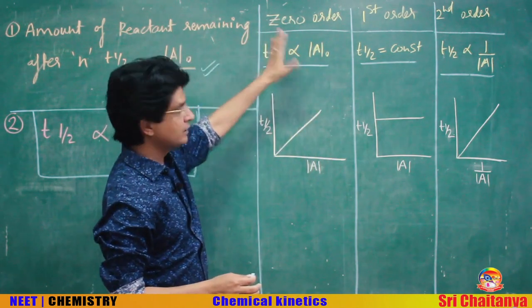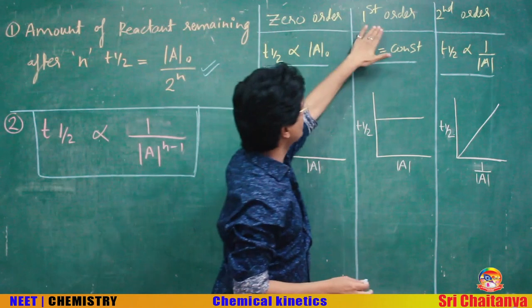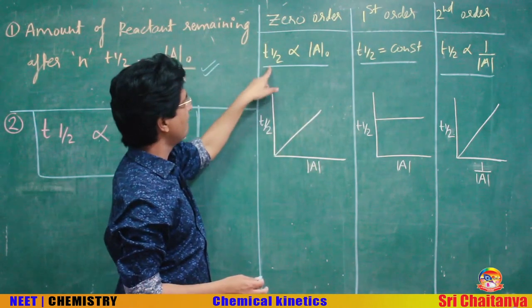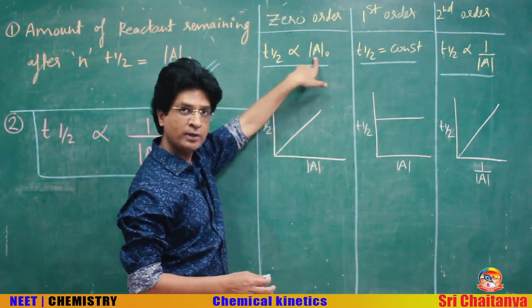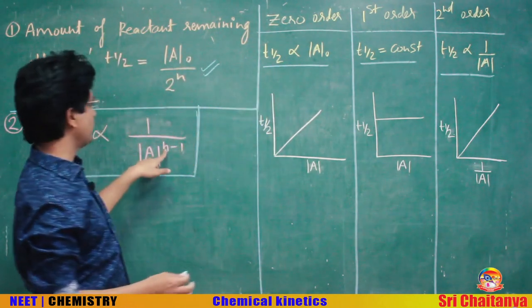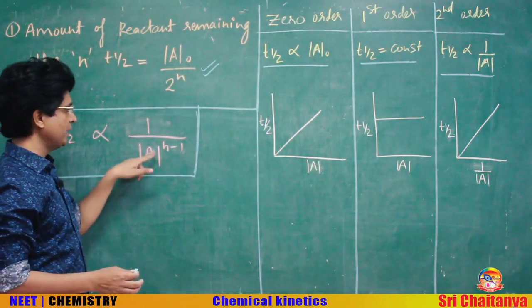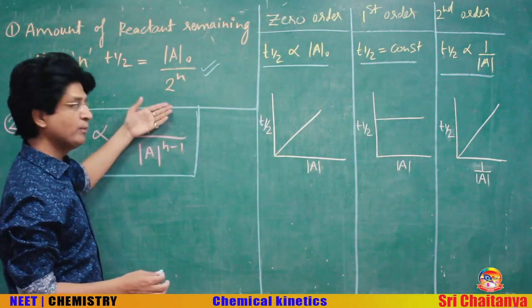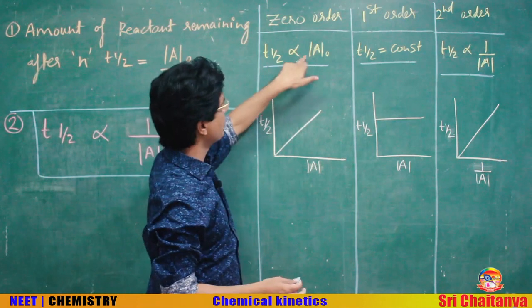So I have divided the orders into zero order, first order and second order. For zero order reaction, half-life is proportional to A naught, the initial amount. When you put 0 over here, this will be A to the power of 0 minus 1, that is A to the power of minus 1. This will move up. So half-life is proportional to A naught.